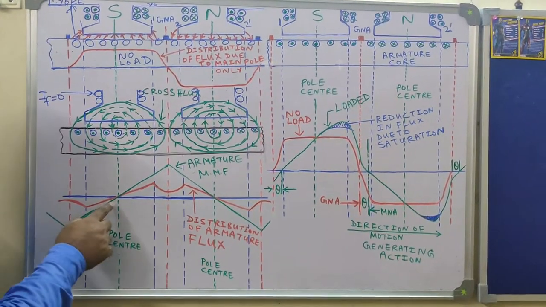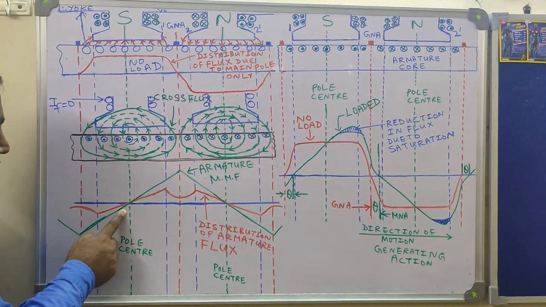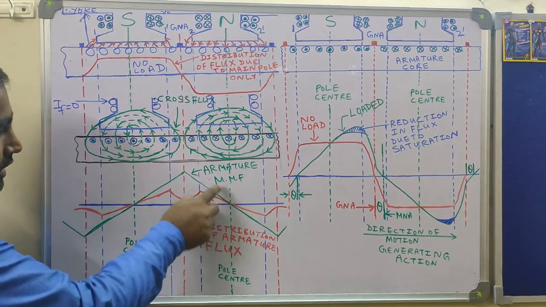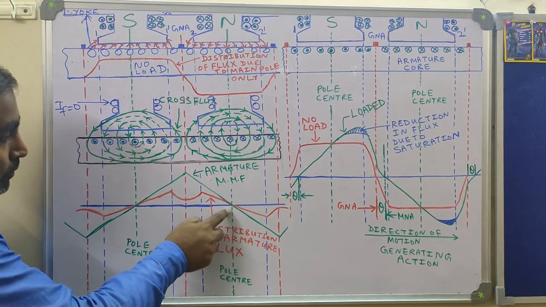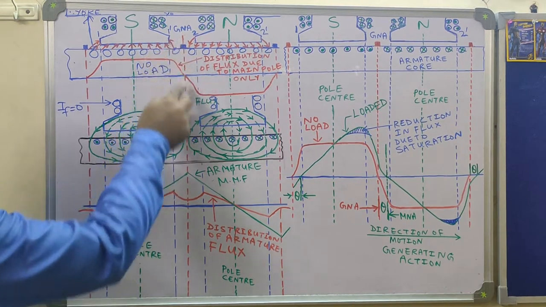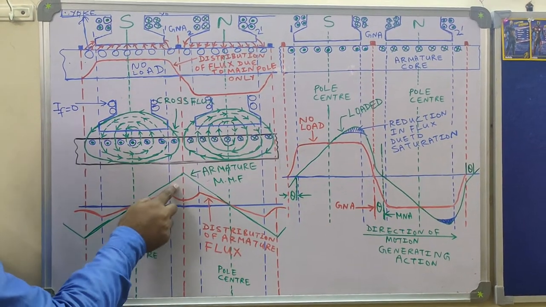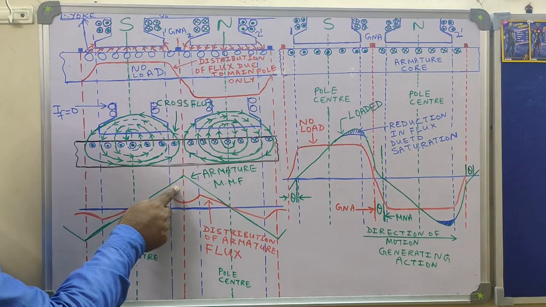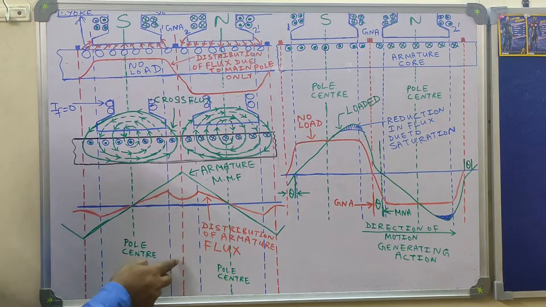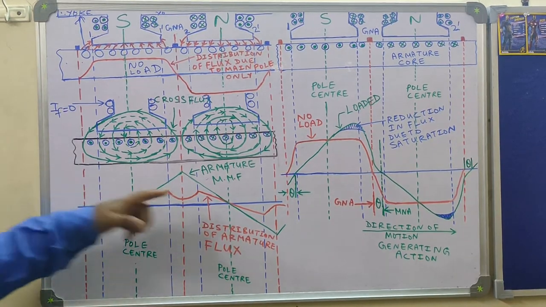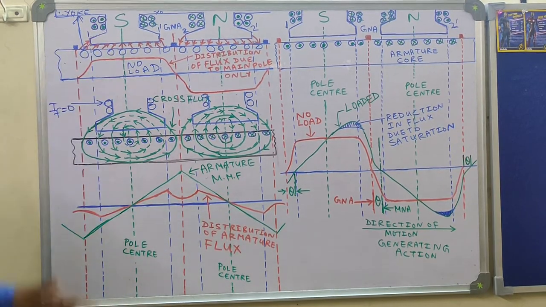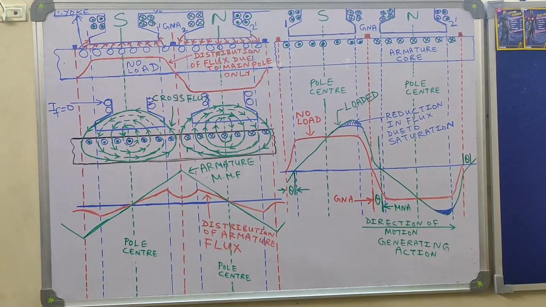That means armature MMF should pass through zero at which portion? Armature MMF will pass through zero at the pole center only, and armature MMF will have its peak at the interpolar region only, that is geometric neutral axis. Armature MMF will have its peak along the interpolar region or the geometric neutral axis only. Of course that peak may be positive or negative depending upon our convention which we have taken or adopted, but the nature of the distribution is not going to differ.